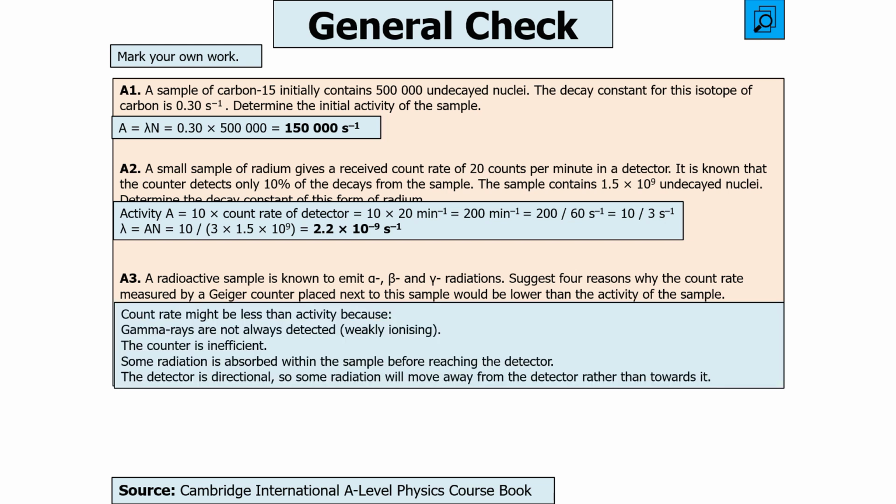Now the activity is always higher than the count rate because gamma rays are not always detected, because they're very weakly ionizing. The counter will always have some inefficiencies. Some radiation will be absorbed within the sample before it actually gets out and reaches the detector, and the detector is directional, so some radiation will move away from the detector rather than towards it because it won't completely surround the source.